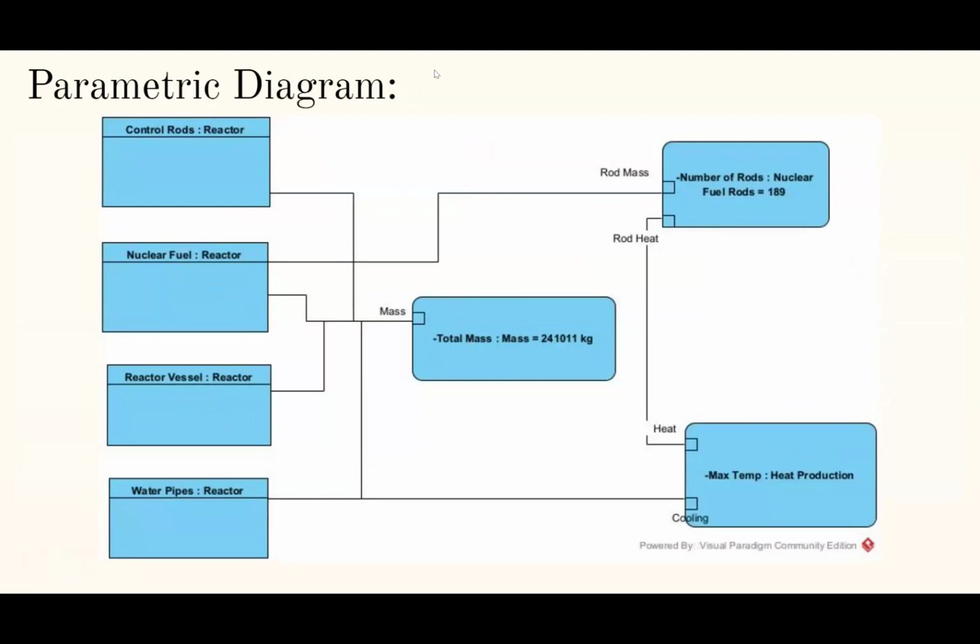So for my parametric diagram, I decided to highlight 2 different constraints of the system. The first would be mass, and the second would be temperature. So the mass of the reactor vessel, the water pipes, and the nuclear reactor, I did a rough estimate. It would be about 241,000 kilograms. And then for temperature, the max temperature of the reactor should be 700 degrees Celsius.